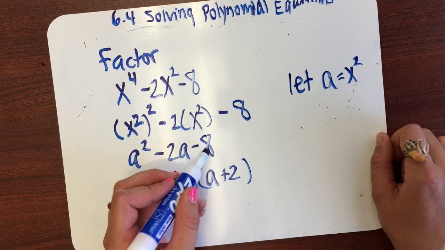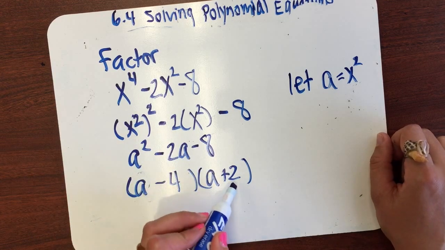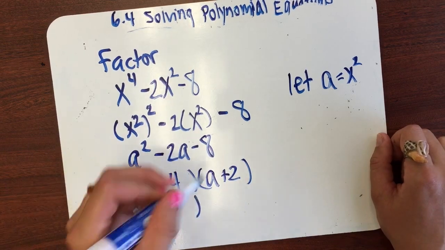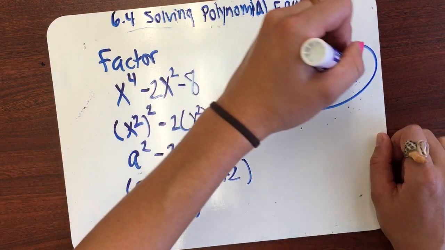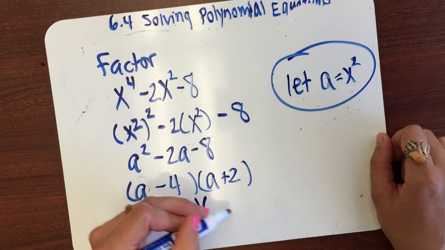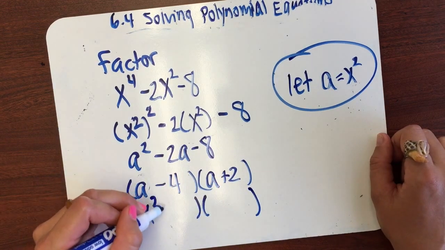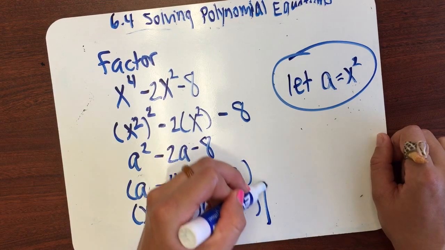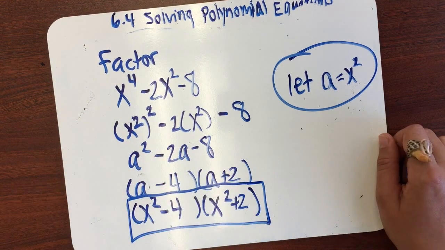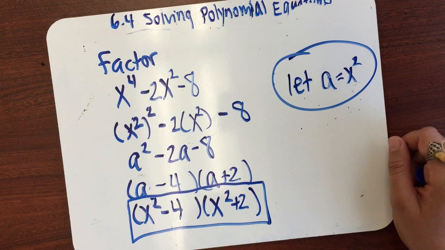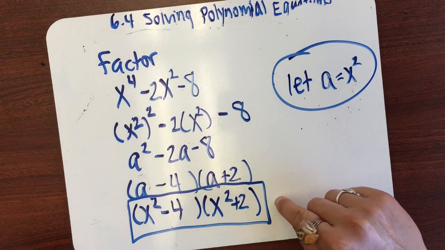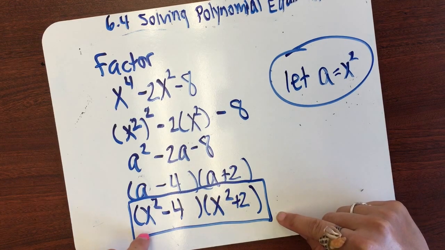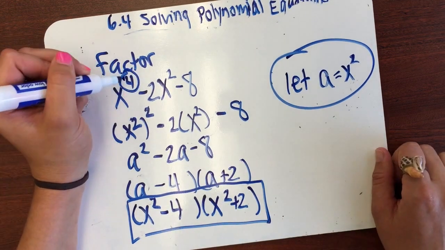Negative 4 times 2 is negative 8. Negative 4 plus 2 is negative 2. Once you get to this step, you're going to replace your a with x squared again, and therefore we get x squared minus 4, x squared plus 2. And that is factored. If it was equal to 0, then you would do your t-chart and you would actually solve for your x's, and you would get 4 answers.